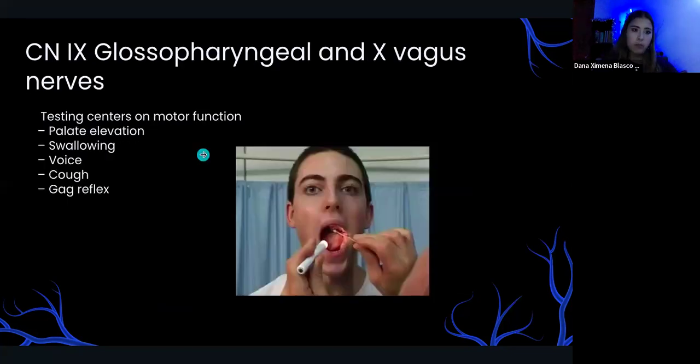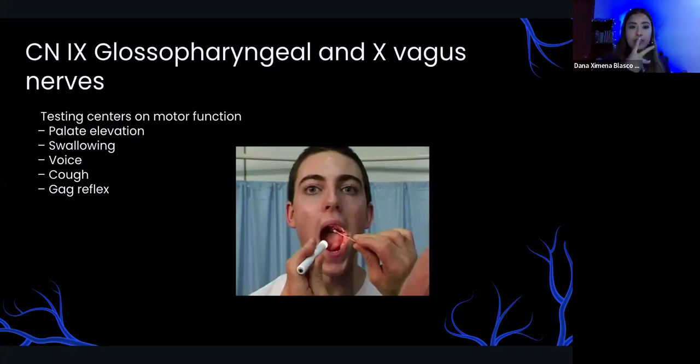Now, moving to cranial nerve 9, glossopharyngeal, and cranial nerve 10, vagus nerve, which are both explored at the same time. Testing centers on motor function. We're going to look at palate elevation. We ask our patient to open the mouth wide and please reproduce the sound ah, please say ah.